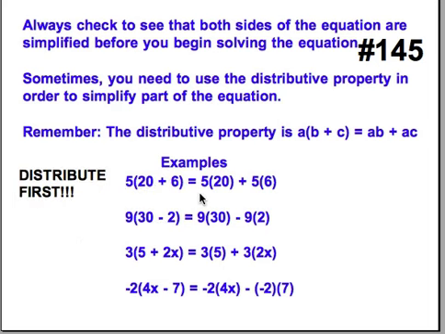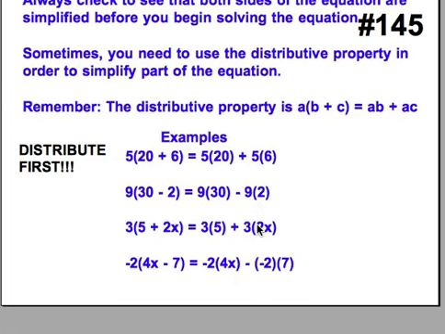So just a reminder, when you have the distributive property, you have to do the outside times the first term, which is 5 times 20, plus the outside times the second term, which is 5 times 6. Again, outside times the first, 9 times 30, minus, or you can keep change flip, outside times the second is 9 times 2, and so on.